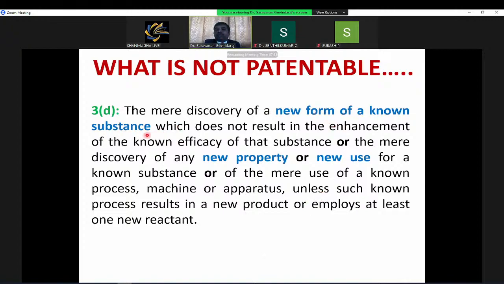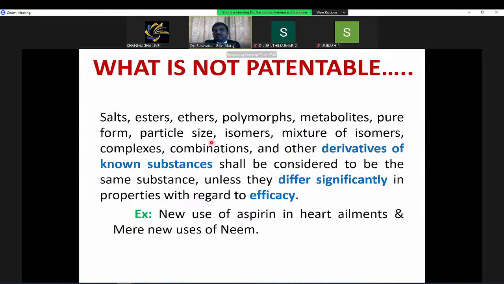A new form of a known substance, we will not get it. Or any discovery of a new property or a new use for a known substance. That particular substance was already there. I find out that this particular substance can be used for this particular purpose. That new use was not known. That one is also non-patentable only. And that is the thing.